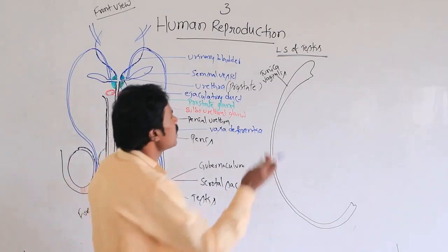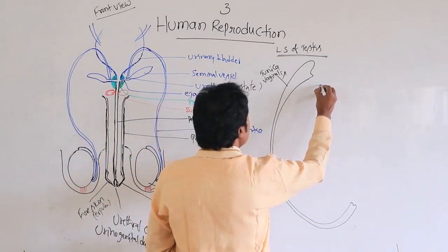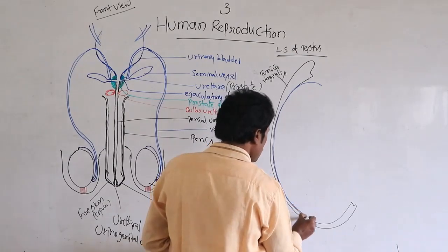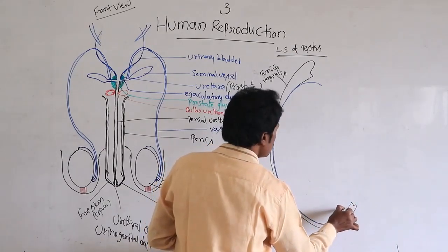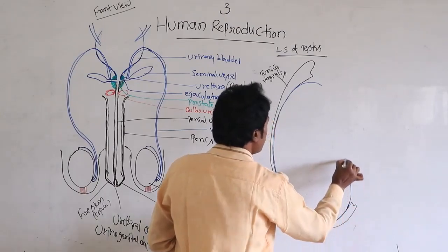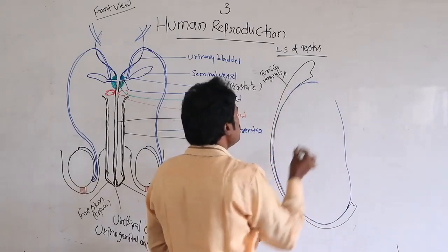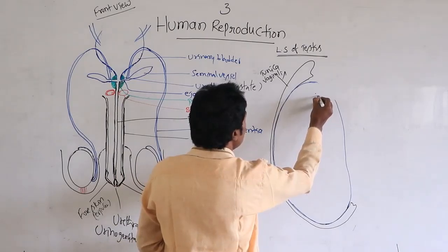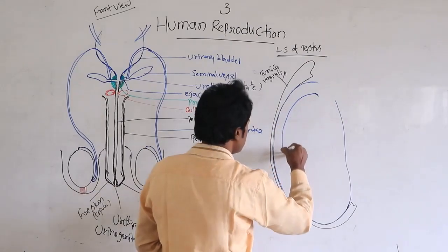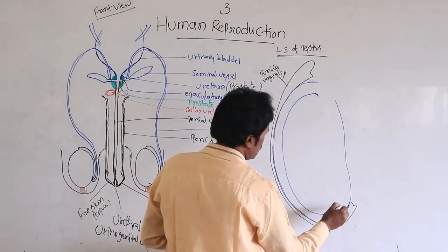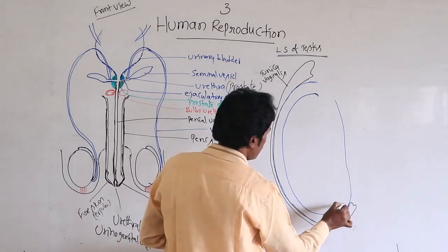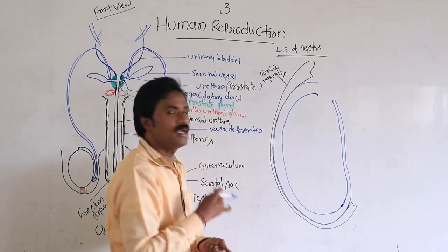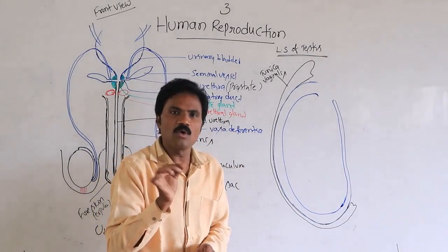It is the tunica albuginea. From here it comes, all along this, the tunica albuginea, up to here. This is the tunica albuginea. Then the third one is the tunica vasculosa.